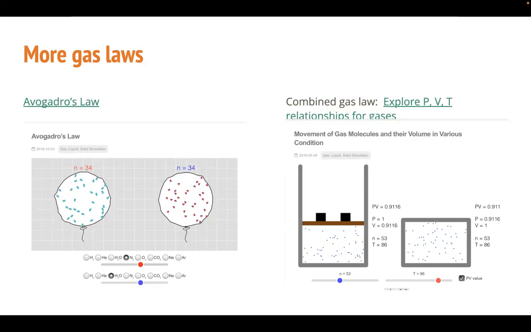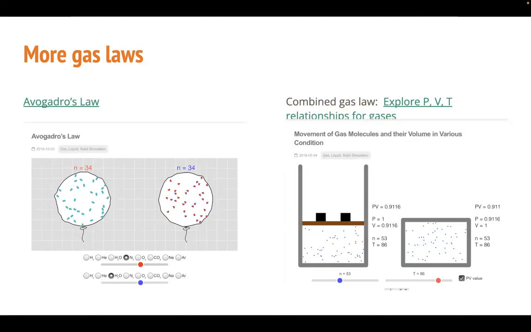I think I would probably embed that into my gases presentations. And then the other thing that I found was the combined gas law one, where you explore pressure, volume, temperature for gases. It's hard for students to think about it if you're changing multiple variables in the combined gas law, really trying to think about that on a particle level, and you can play with that.